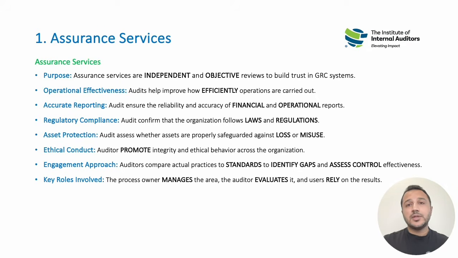There are three key stakeholders involved in any assurance activities. The first one is the process owner who manages the area. The second one is the internal auditor. Basically, we, as internal auditors, evaluate the processes. And the third one is the users of our results. So any audit report which we share with the management and the audit committee, they are basically our users.